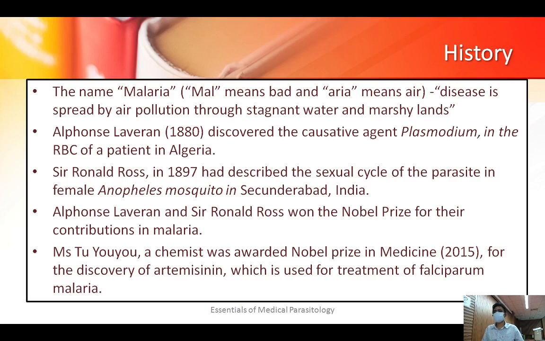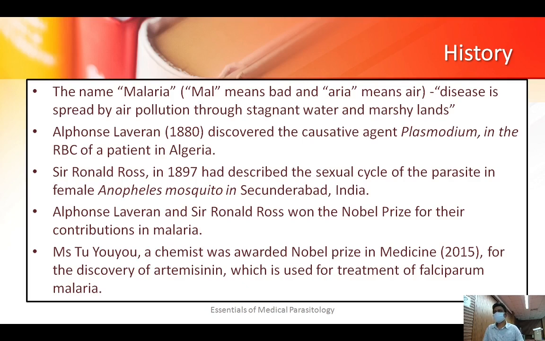Then there is another person called Sir Ronald Ross, who described the sexual cycle of the parasite in the female Anopheles mosquito, in Secunderabad, India. You need to remember him, because the sexual cycle of the parasite was discovered in India itself, in Secunderabad. That's why this gentleman is more important. Alphonse Laveran as well as Sir Ronald Ross were given the Nobel Prize for their contribution in malaria.